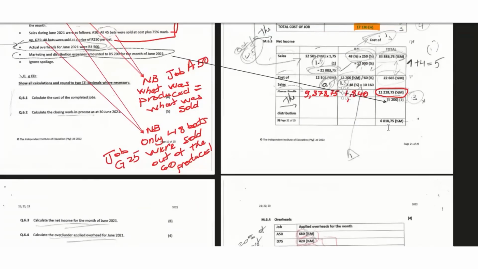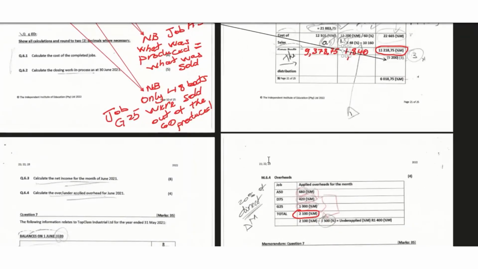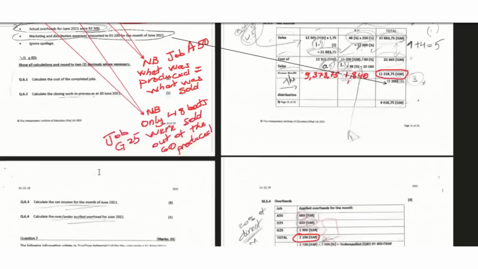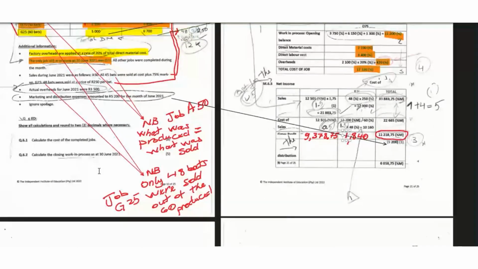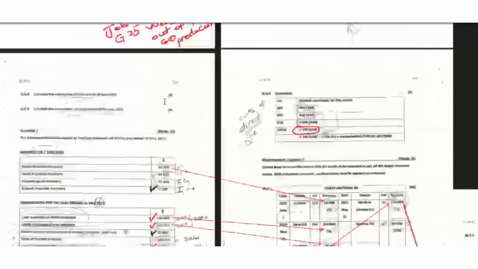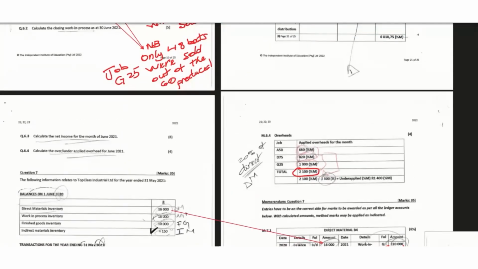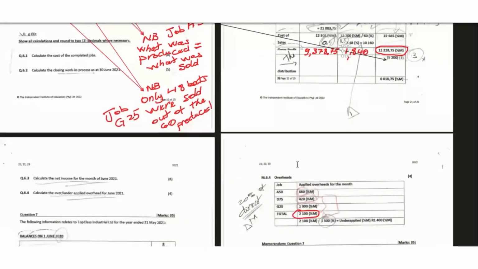So there is the net profit, because we were asked the net income, or you can also call it the net profit, right? Okay. Then the final question there says calculate the over or under applied overhead. That question will come. That's the reason why they provided us with the actual overhead for June. Bullet number 3 for additional information. Actual overhead for June. They provided us an actual, meaning we're going to take the overhead cost for these jobs, A50, D75, and G25.